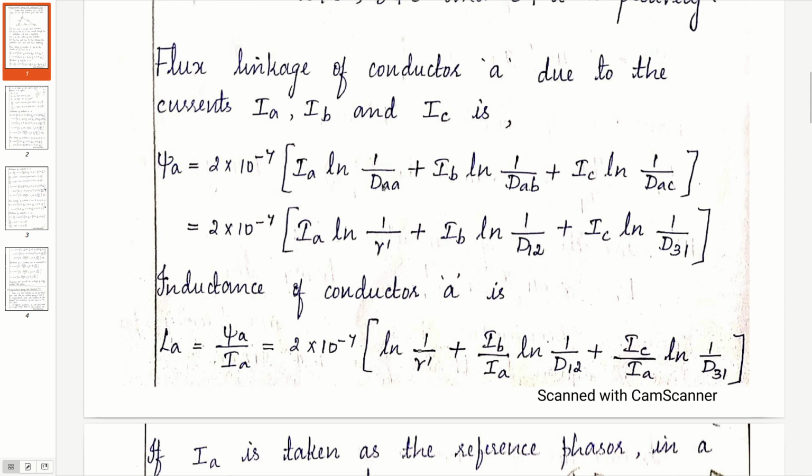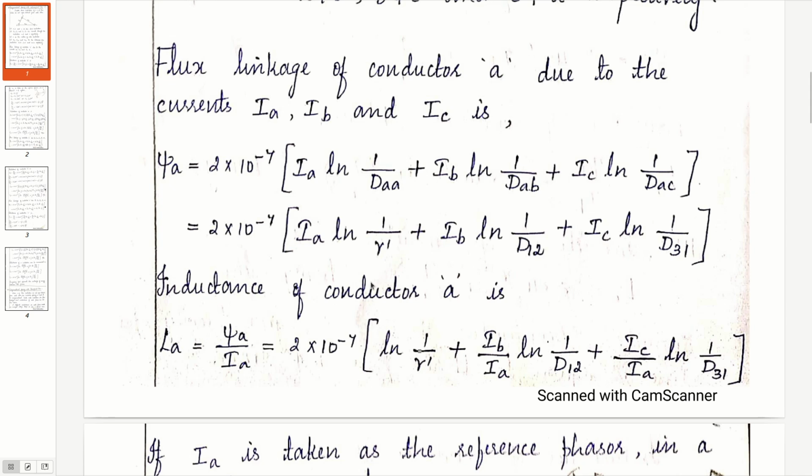Now what is DAA? The geometric mean radius of the conductor itself, so R dash. Then what is DAB? We have taken DAB as D12, the distance between conductors 1 and 2. DAC is D31.